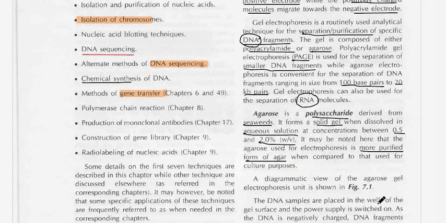Then we come to how this process is performed. DNA samples are placed in the wells. The wells are made by using the caster and comb. I'll show you the picture. The power supply is then switched on. Since DNAs are negatively charged, they will move towards the positive electrode.